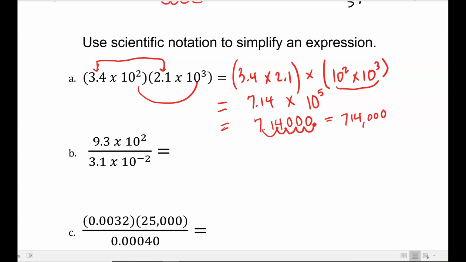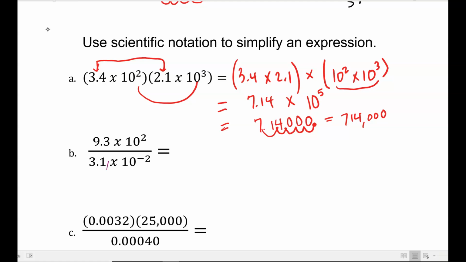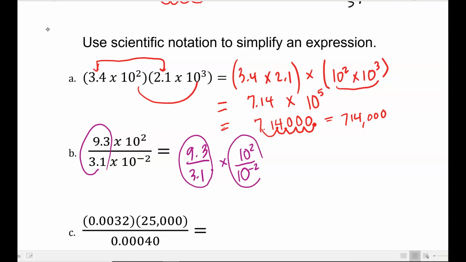All right, next, let's go to the next example here. You have 9.3 divided by 3.1. So let me write that over. 9.3 divided by 3.1. We could work on that. And also, we can work on 10 squared divided by 10 to the negative 2. So what I did was just group them together. Not dissimilar to what we began with, but just showing you that we can work on this as a group and this as a group, right?